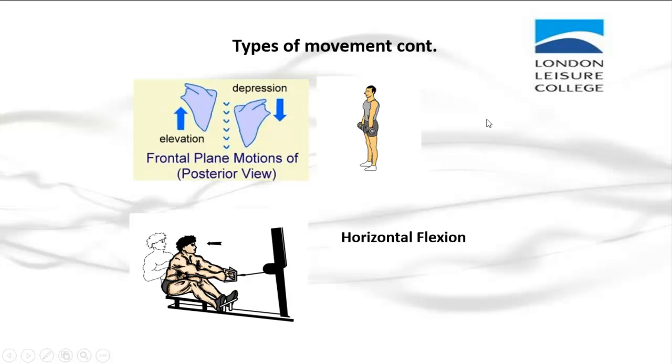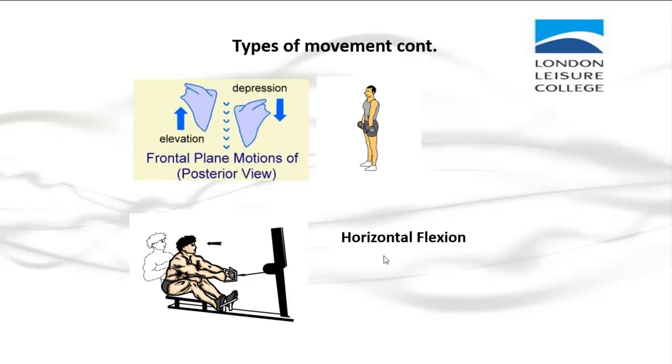Now we're looking at horizontal flexion and horizontal extension. Think about a seated row. When your arms are at shoulder height and your arms come in front of your body, the joint movement is known as horizontal flexion. And if you take your arms behind your body, at shoulder height, that's horizontal extension.